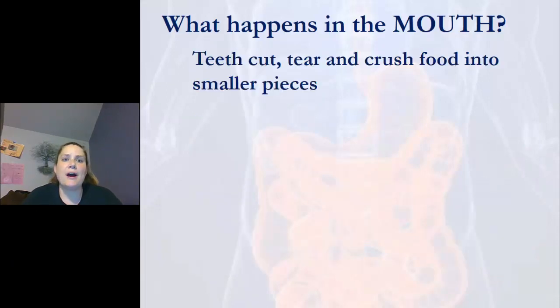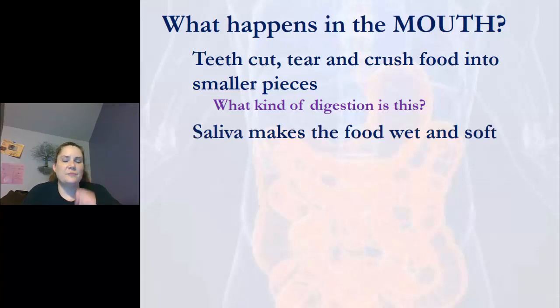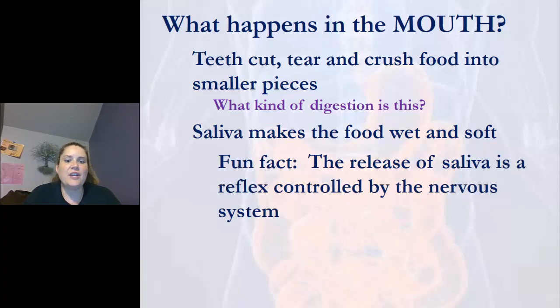Okay, so in the mouth, you have teeth that cut, tear, and crush food into smaller pieces. You know what happens when you chew. You take a big bite of something and you chew and chew and chew and you get smaller pieces. So what kind of digestion is this? Good. That is mechanical digestion. But then you also have the saliva that makes the food wet and soft, and that's going to help with that mechanical digestion.